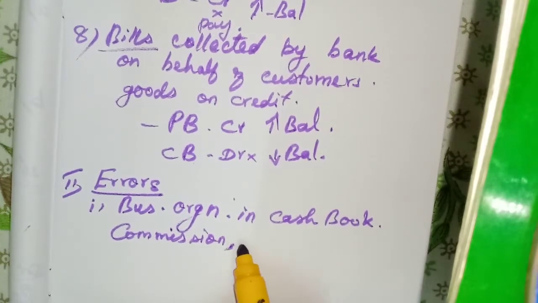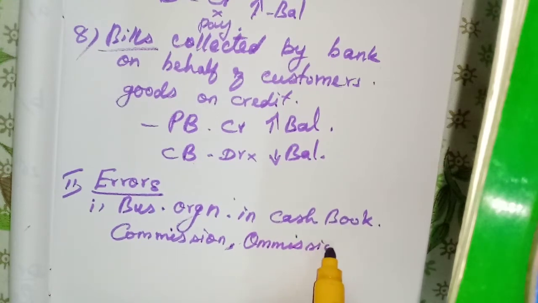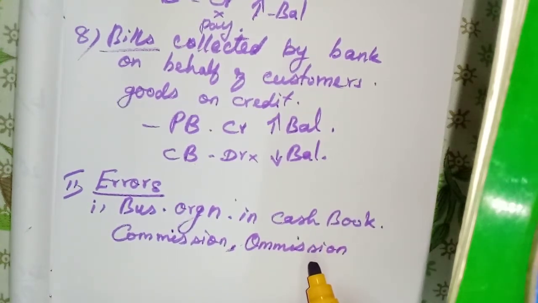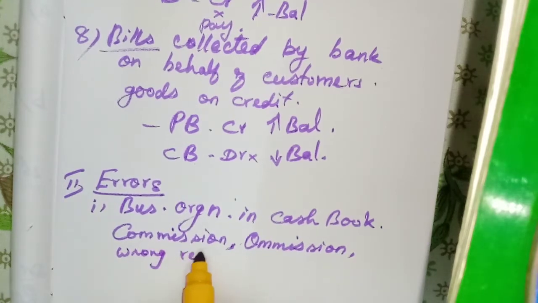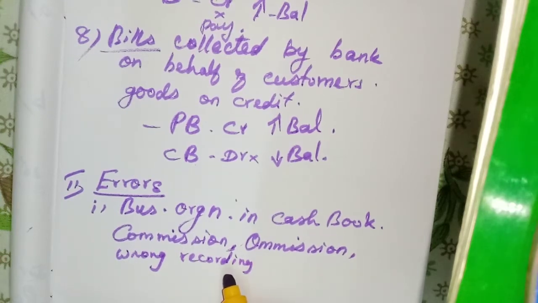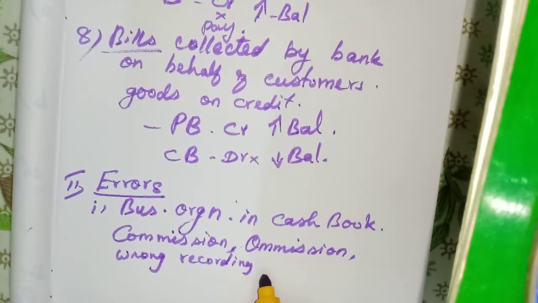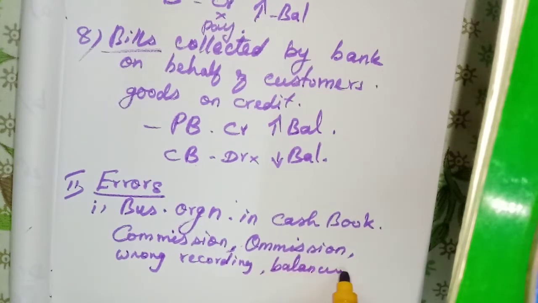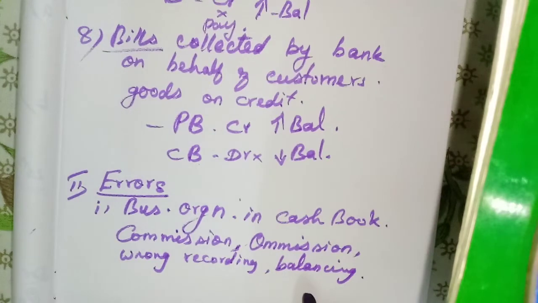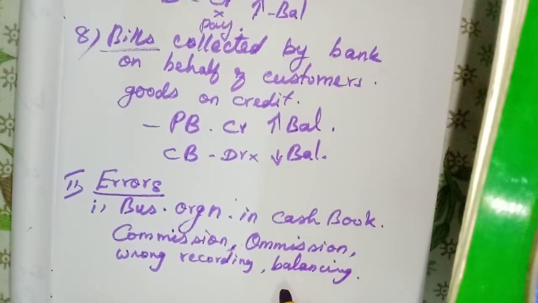Sometimes we may forget to enter any transaction. That is called error of omission. Error of commission, error of omission, or any wrong recording. Instead of recording in the name of one person, they may write another person. So that is wrong recording. Or we can make mistakes in balancing, adding, or subtracting.